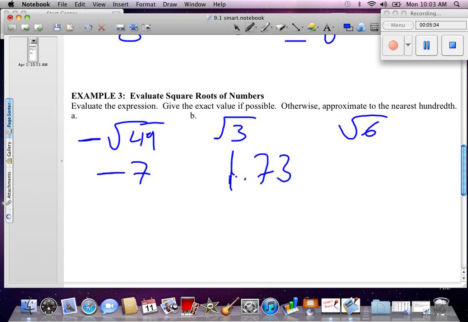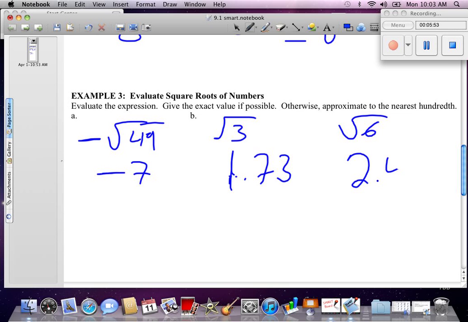Okay, let's try the same thing again with the square root of 6. We're pushing the light blue second button, that little x squared, and pushing a 6. Stephanie, can you tell me to the hundredth place what the square root of 6 is?